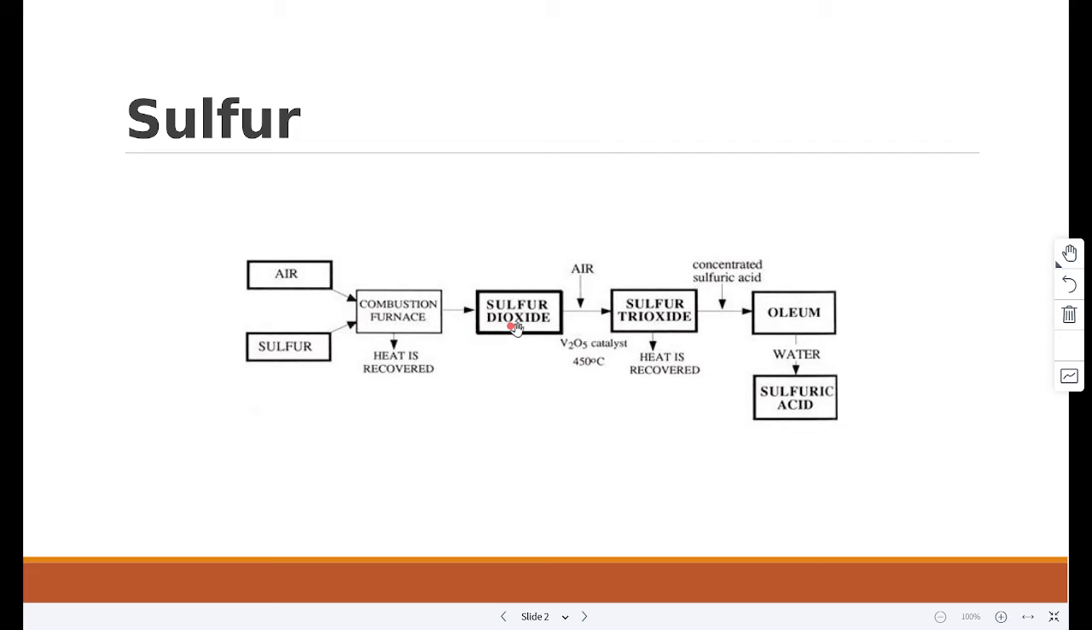So the second stage is the main stage. It is the oxidation of sulfur dioxide into sulfur trioxide. So a catalyst is used and the temperature is 450 Celsius.